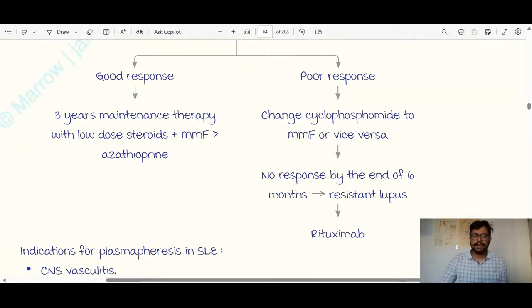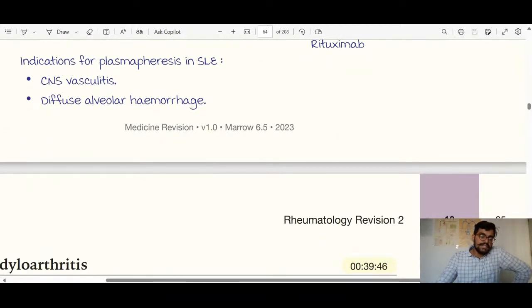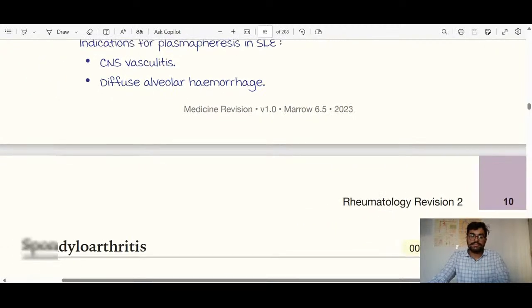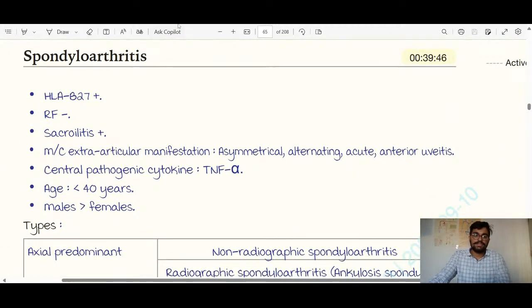No response by the end of 3 months, 6 months, then resistant lupus. Our aim now is rituximab will be given. Indication for plasmapheresis in SLE will be CNS vasculitis or diffuse alveolar hemorrhage. So, guys, till now we have completed the disease that is systemic lupus erythematosus. Now, don't worry, we will continue this session with another part.